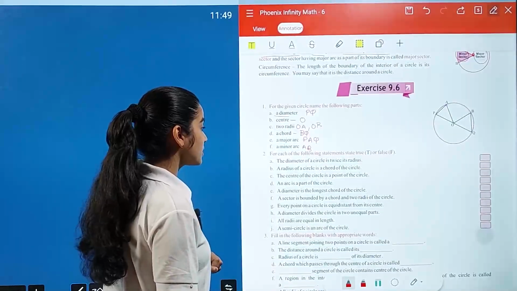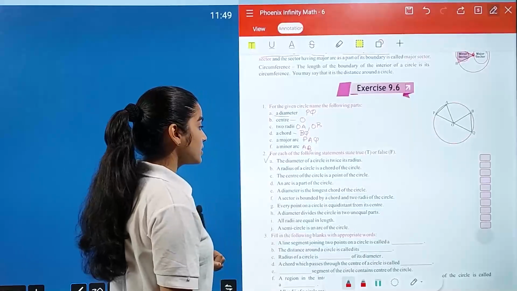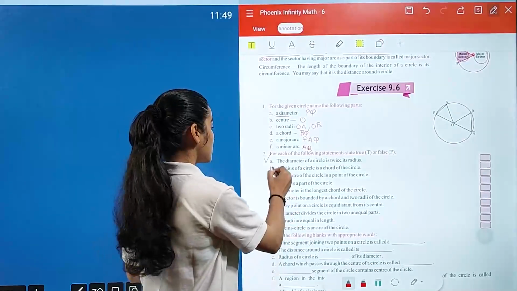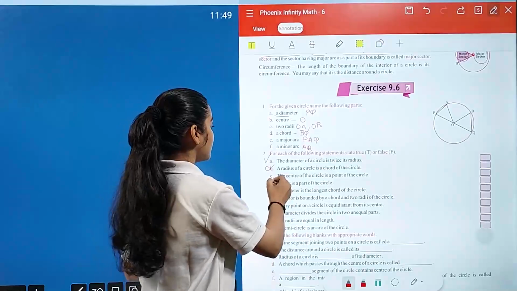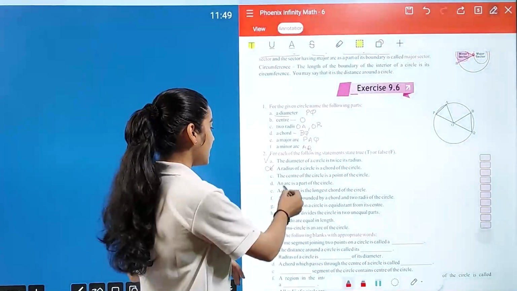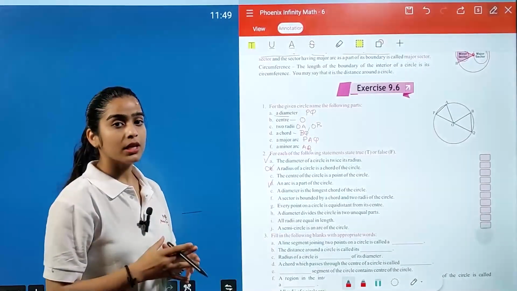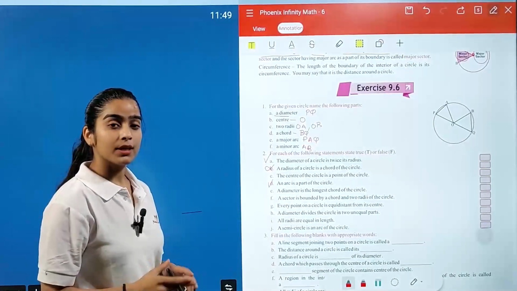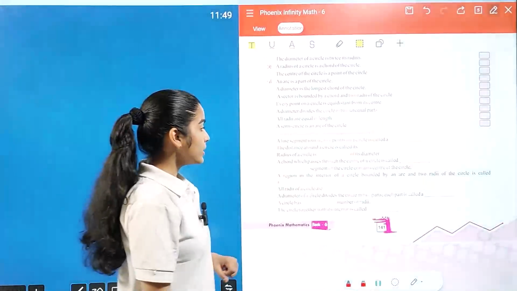Okay. For each of the following statements, state true or false. The diameter of a circle is twice the radius. Yes, this is true. A radius of a circle is a chord of the circle. No, this is false. The center of a circle is a point of the circle. Yes, you can say that, but not properly. An arc is a part of the circle. Yes, true. So you have to read out these statements and classify them as true or false.